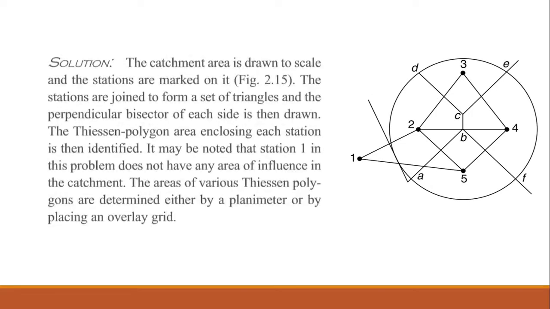So the solution is, the catchment area is drawn to scale and the stations are marked on it. The stations are joined to form a set of triangles, and the perpendicular bisector of each side is then drawn. The Thiessen polygon area enclosing each station is then identified. It may be noted that Station 1 in this problem does not have any area of influence in the catchment. The areas of various Thiessen polygons are determined either by a planimeter or by placing an overlay grid.